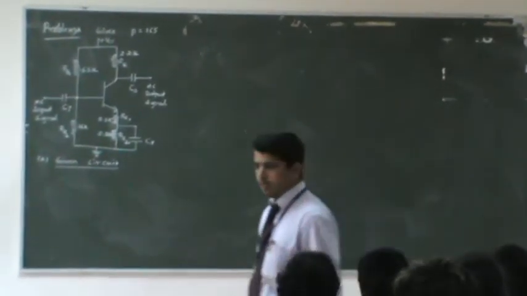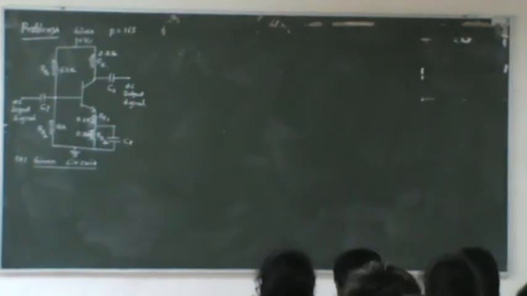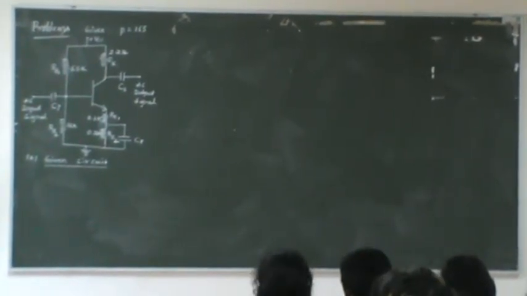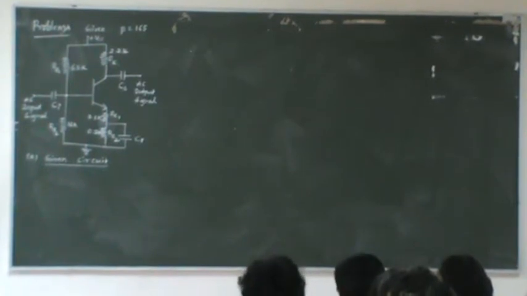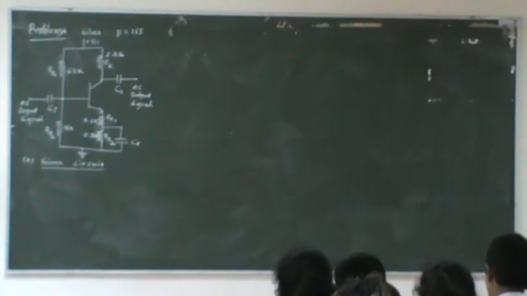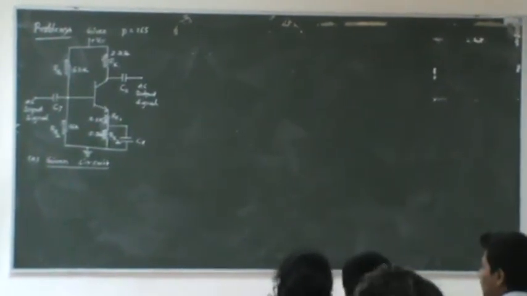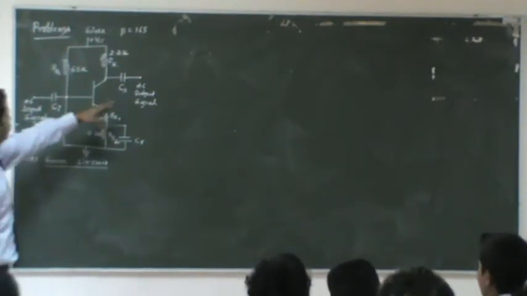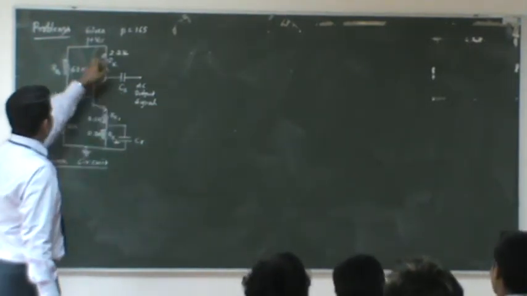The first one you can solve. It is required here to draw the DC equivalent circuit. Go ahead. How do we draw the DC equivalent circuit of the given circuit? Remove capacitors and ignore AC sources, make them 0. Okay, so what is left is this circuit.